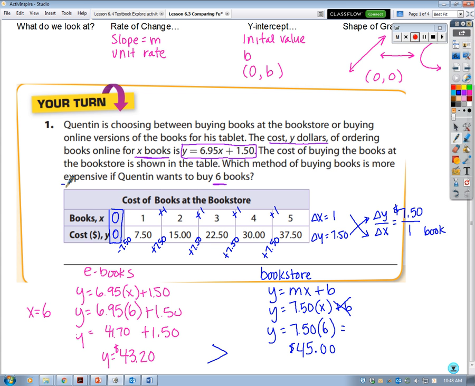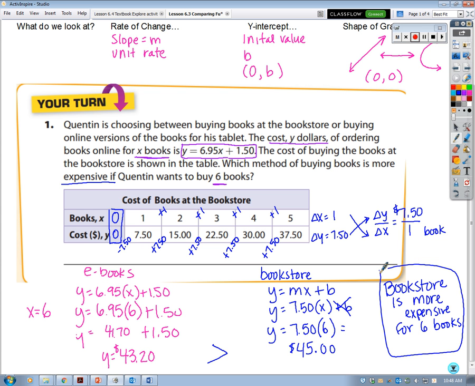So the ebooks are a better deal, which means, to answer the question, which method of buying books is more expensive? More expensive would be the bookstore. So bookstore is more expensive for 6 books. So that's comparing a table and equation.